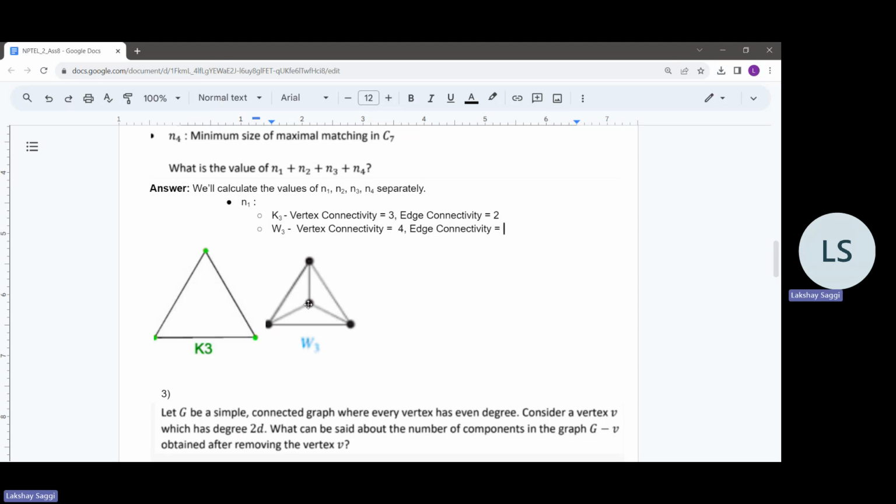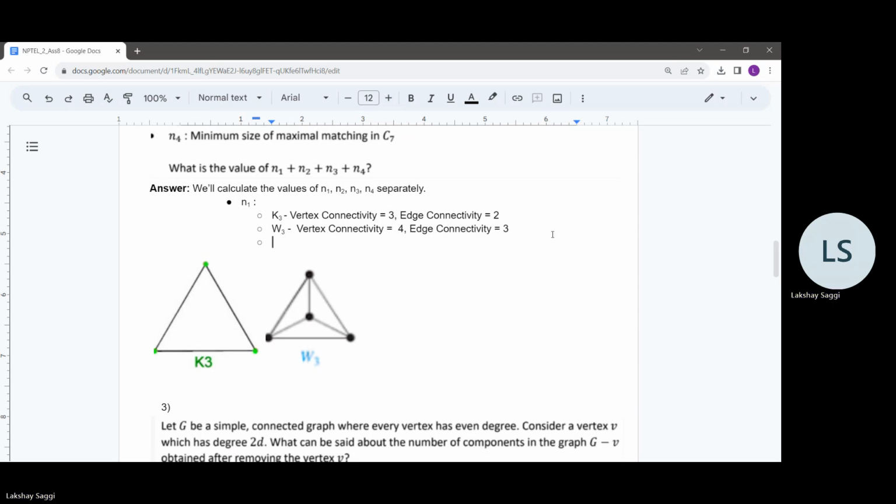Then what this implies is that this central vertex gets disconnected from all the remaining three vertices. So we just need to delete these three edges, and it became disconnected. That's why the edge connectivity is equal to 3, because after deleting three edges, we were able to obtain a disconnected graph.